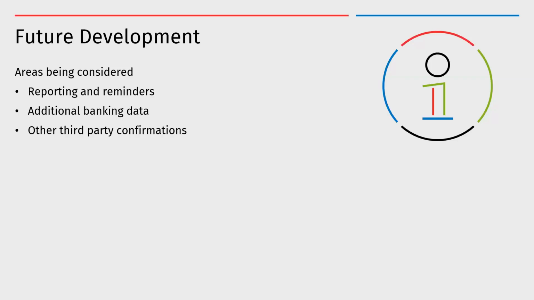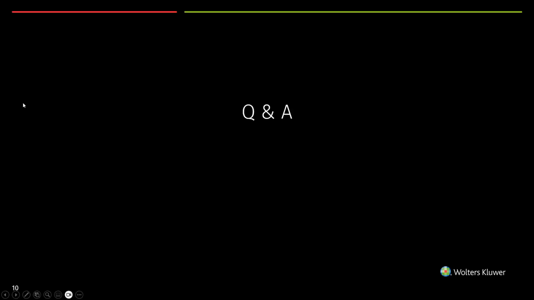I didn't touch on this at the beginning: Validate is a global product. What you've got here is the UK version, which currently covers UK banks, but there's a version of this software in the North American market using bank confirmations for North America. So that, very quickly, is me.